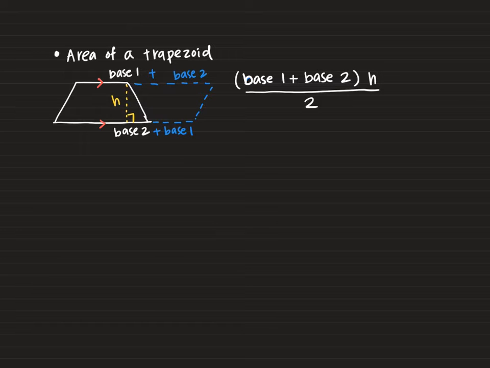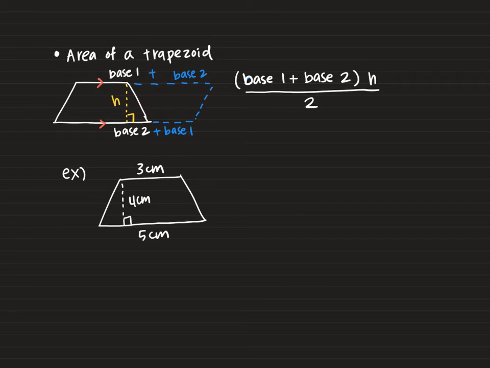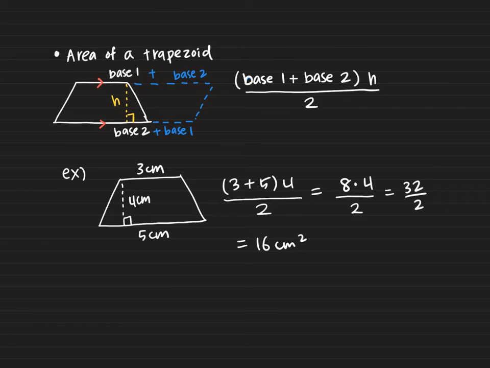So if you have a shape like this, where you have 3 centimeters for the top, 5 centimeters for the bottom, and the height is 4 centimeters, you're going to do 3 plus 5 times 4 divided by 2. So when you do 3 plus 5, it's going to be 8. 8 times 4 is going to be 32, and 32 divided by 2 is going to be 16. So the area of this trapezoid is going to be 16 centimeters squared.